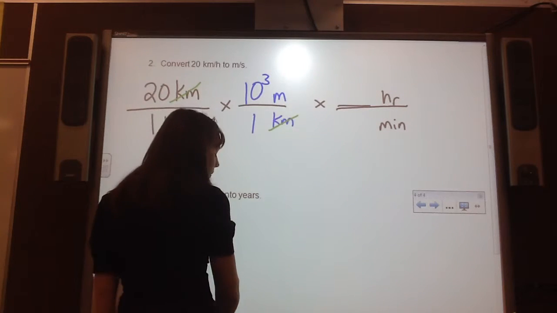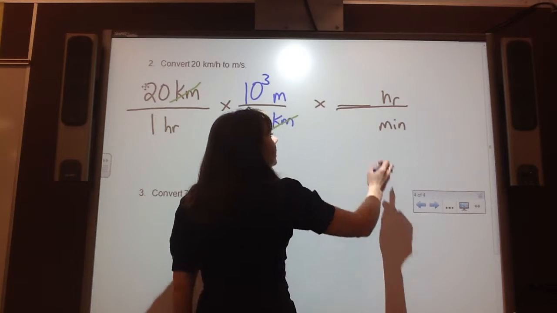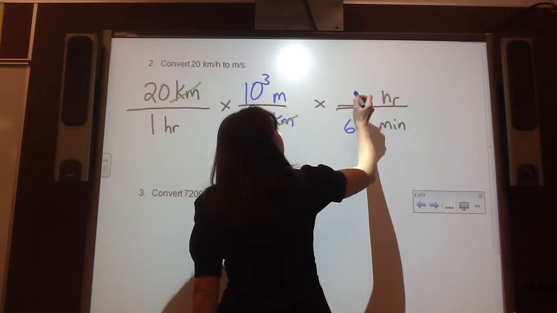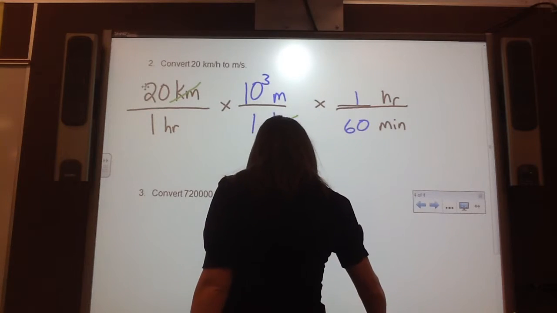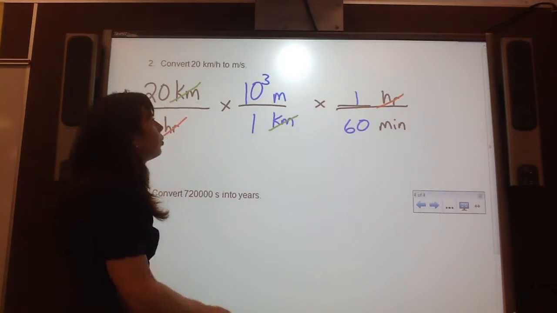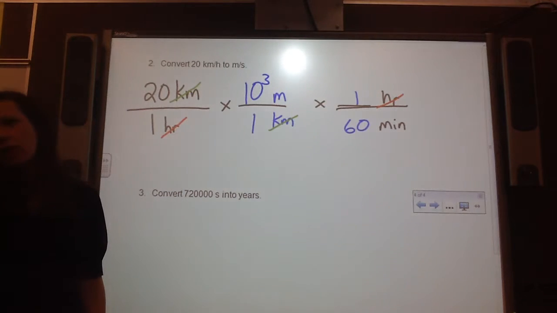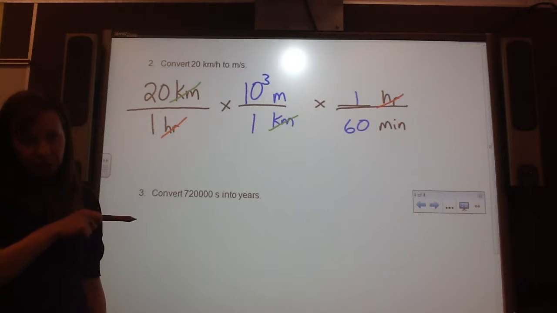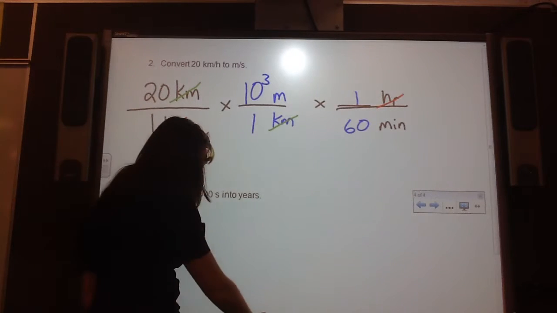So this one is simpler. How many minutes are in 1 hour? 60. 60 minutes in 1 hour. Okay, so that's a little bit more straightforward. So now we can cross off hours. But I'm left with meters per minute. Okay, I can't stop there because I want meters per second. So now I make one more fraction to get rid of my minutes and make seconds.